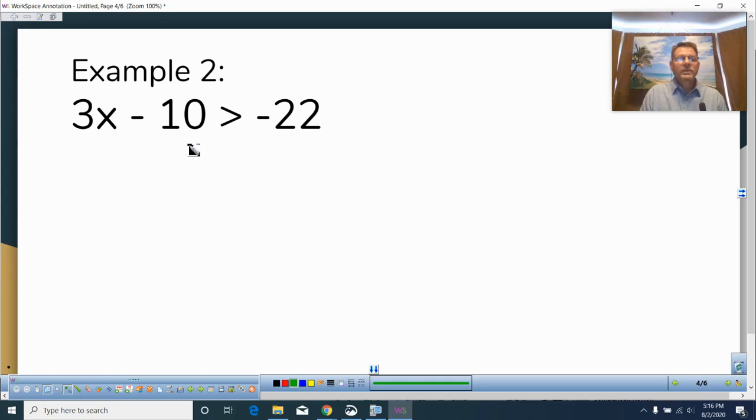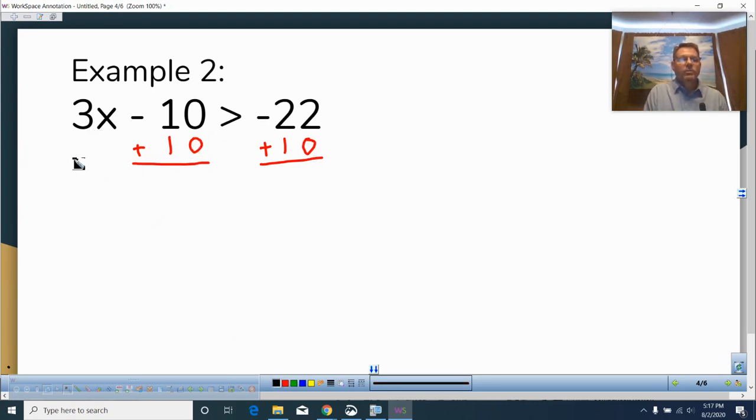Okay, this is a little bit different. Again, we're trying to get the x by itself, so the 3 and the -10 go away. We found through experience that adding 10 will probably be our better choice. We could divide by 3, but adding 10 is probably a better strategy. We don't see a like term there, so we can't add 10 to it. So what we did to one side, we did to the other.